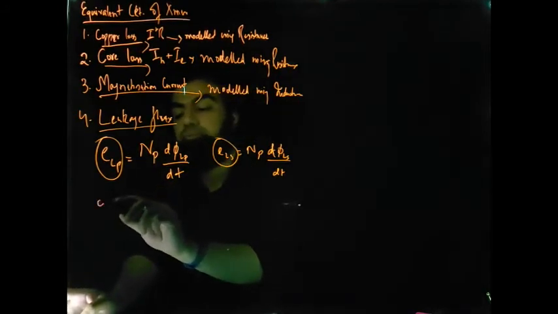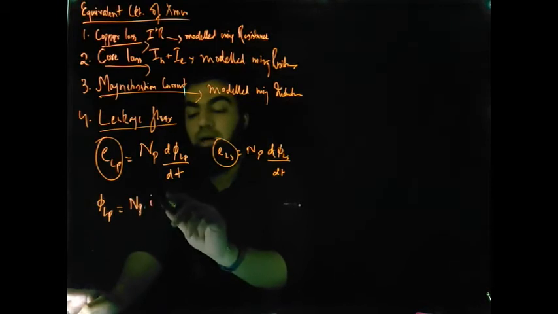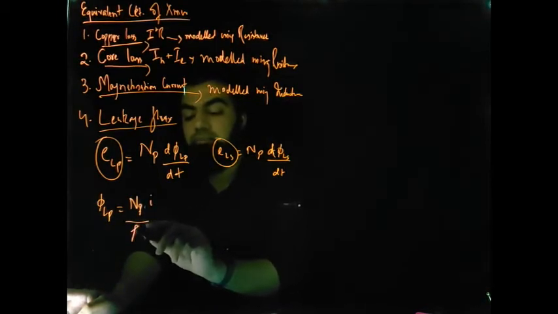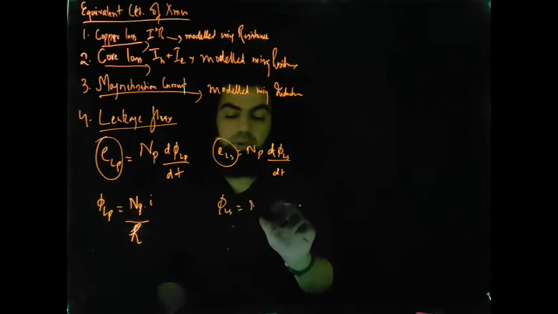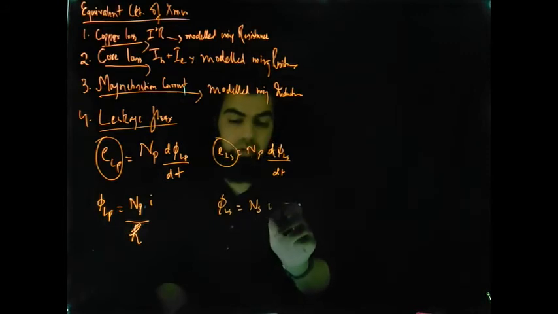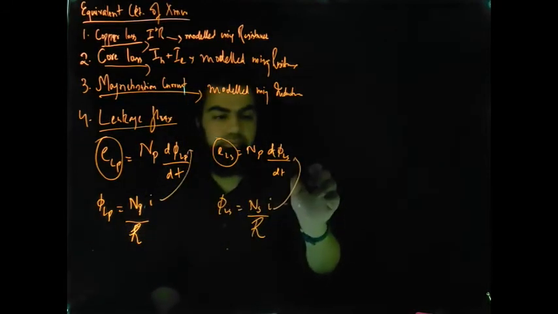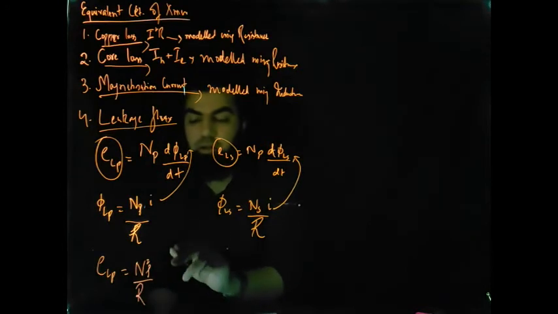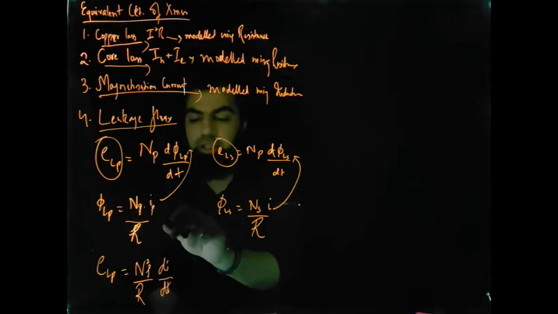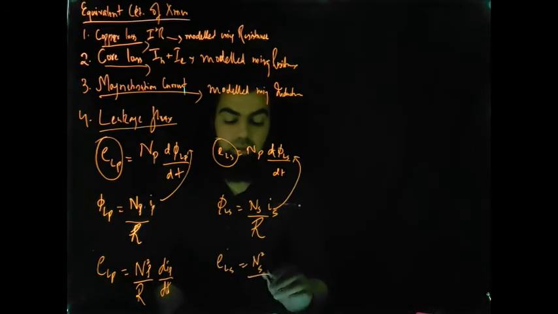We know that phi LP is equal to NP into I divided by the reluctance. Similarly, on this side you have phi LS equal to NS, the number of turns of the secondary winding, into current divided by the reluctance of the system. If we substitute this here, ELP will be equal to NP square divided by reluctance into dIP by dt, and ELS will be equal to NS square divided by reluctance into dIS by dt.